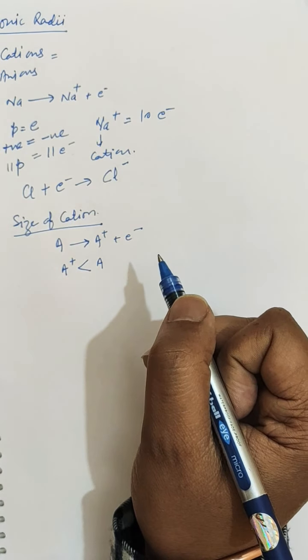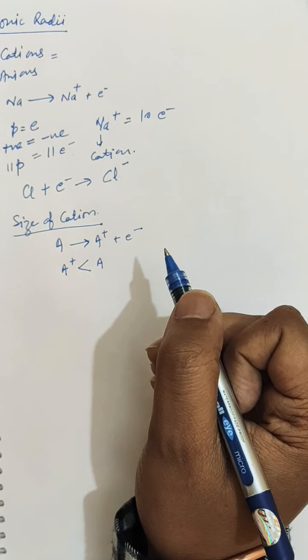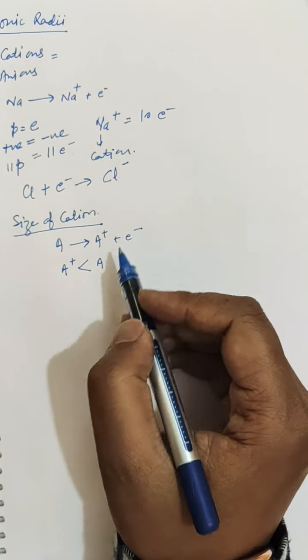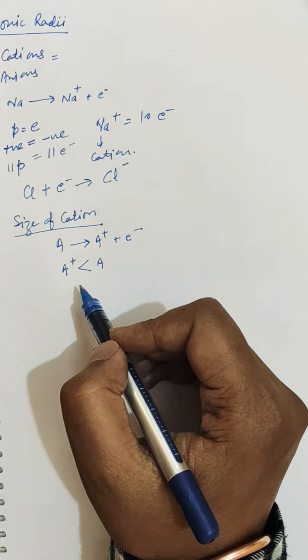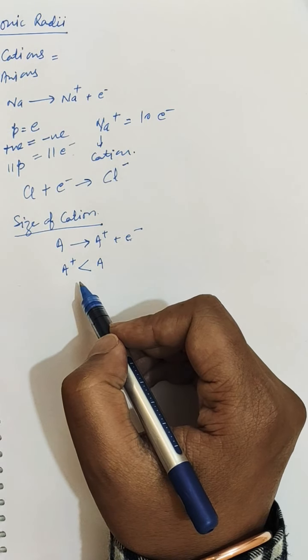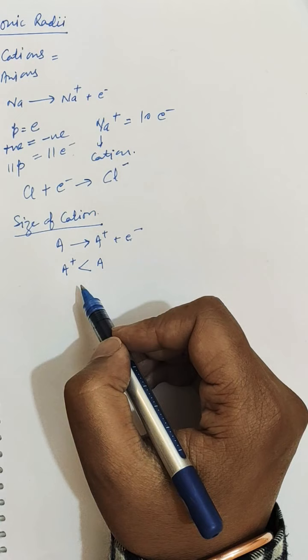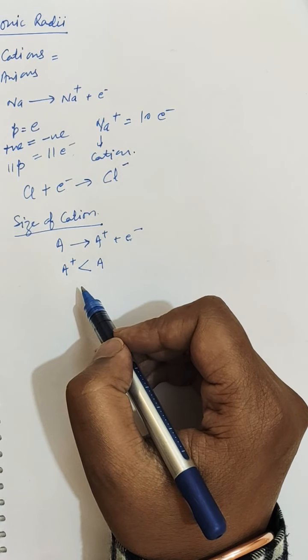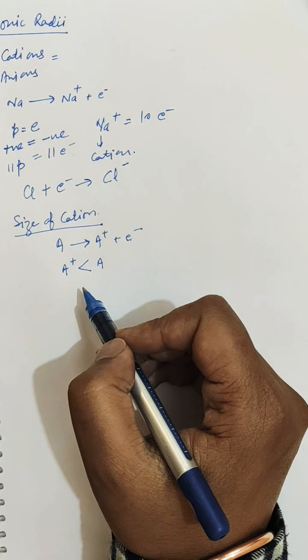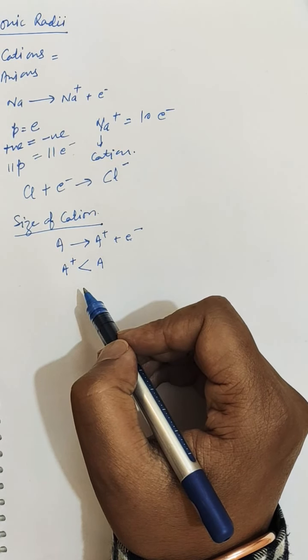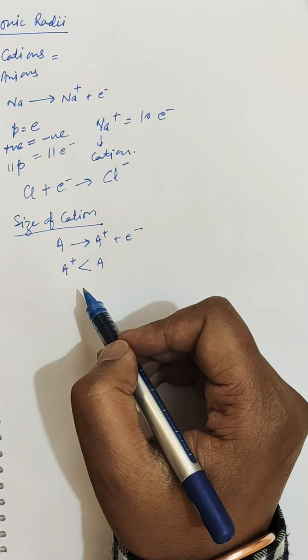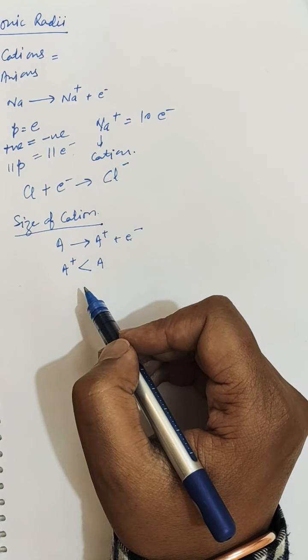This is due to the fact that with the removal of an electron from an atom, the magnitude of nuclear charge remains the same while the number of electrons decreases. As a result, the nuclear charge now acts on a lesser number of electrons. In other words, the effective nuclear charge per electron increases and the electrons are more strongly attracted and pulled toward the nucleus. This causes a decrease in the size of the atom.